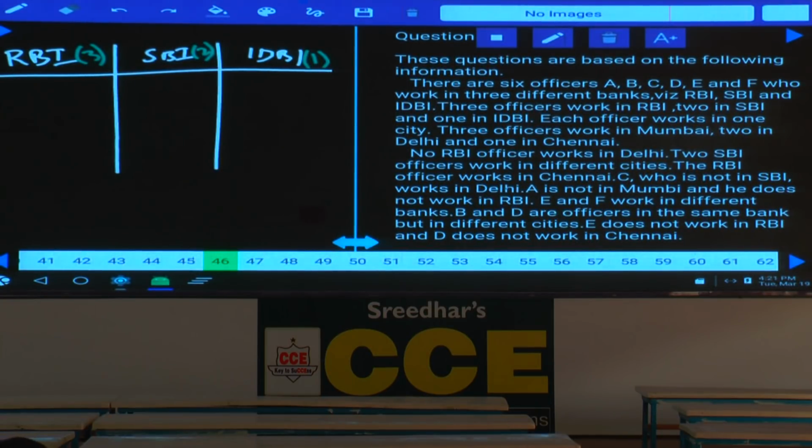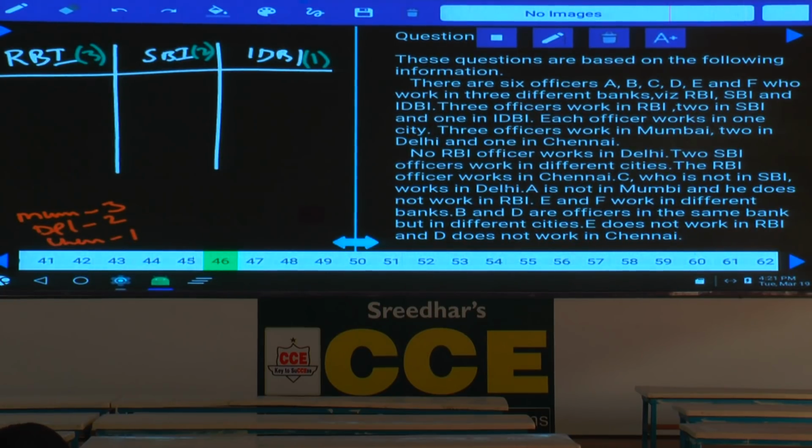And each officer works in one city. 3 officers work in Mumbai. Hence Mumbai, how many persons? There are 3 persons from Mumbai. And in Delhi there are 2 persons and in Chennai there is only 1 person among these 6.